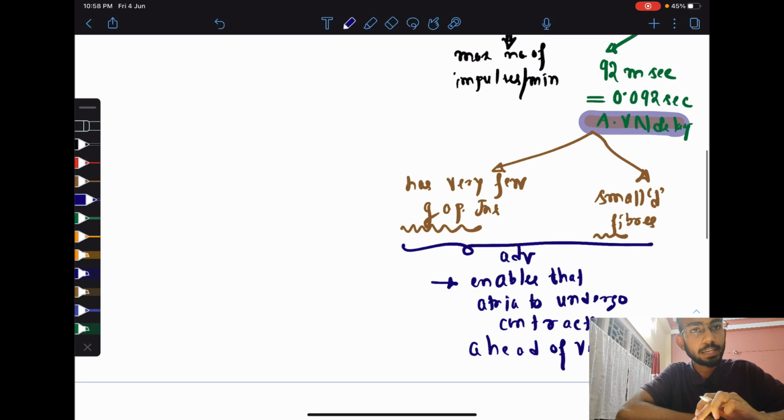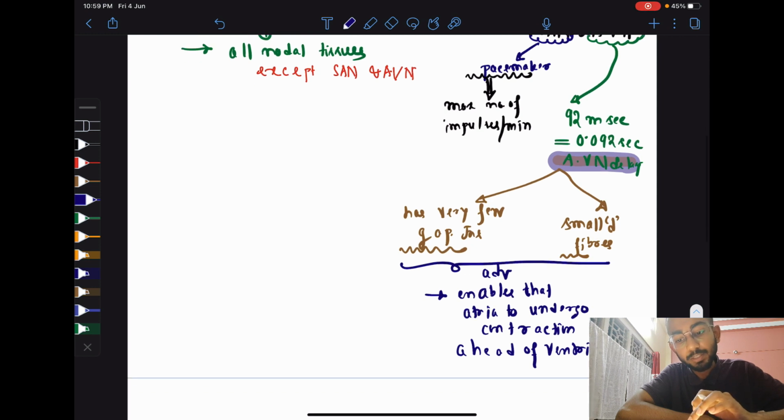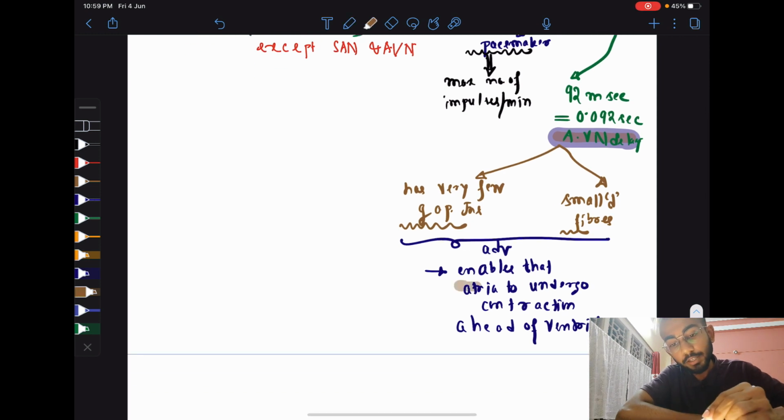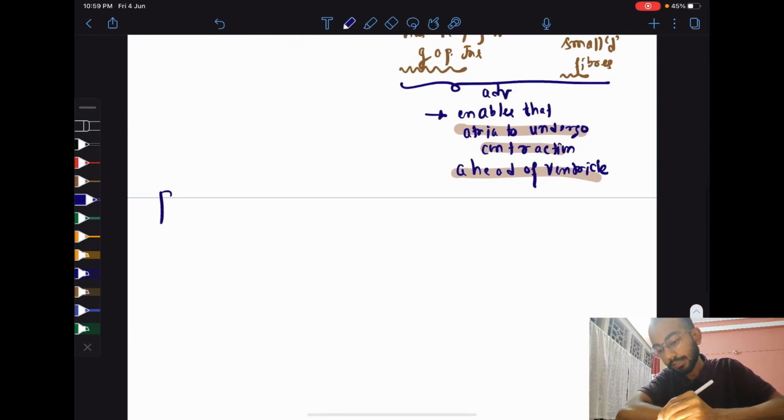Now imagine guys, impulses are taking a delay of 92 millisecond in the AV node. This will enable the atria to undergo contraction before the ventricle. Very simple, right? So now let us dive into the important part, that is the plateau potential.